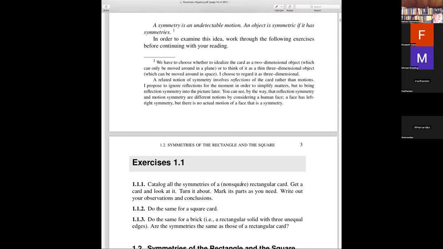This is the first part of the first homework for next Monday. Take a rectangular card. I mean, literally, take a rectangular card. A piece of paper is a rectangular card. Find all the symmetries of it. What can you do with a card?